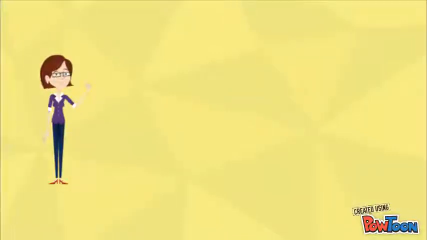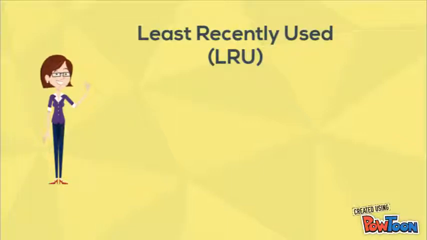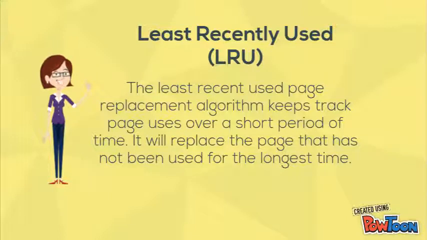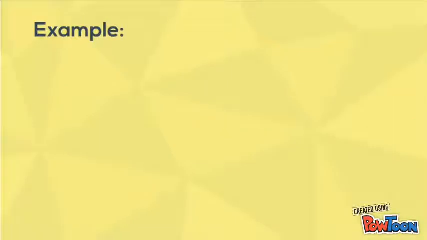Now that we are done with our first algorithm, let's proceed to our second algorithm, the least recently used page replacement algorithm. It keeps track of page uses over a short period of time. It will replace the page that has not been used for the longest time. Let's now have an example.